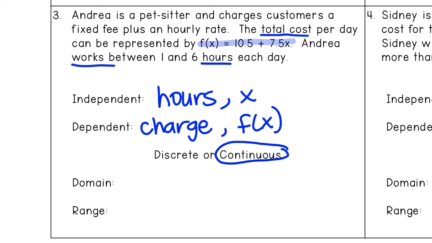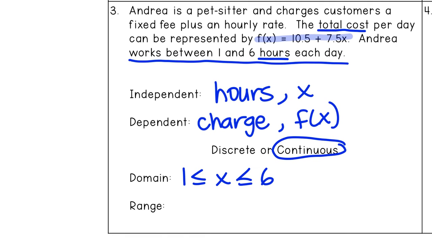The last sentence says she works between 1 and 6 hours. So that's going to be our domain: 1 is less than or equal to X is less than or equal to 6. But our range depends on that equation, so I'm going to do this over to the side. What would happen if we plugged in 1 where that X was? If you put that into the calculator, that should give you 18. We're talking about money, so I'm going to write it as $18.